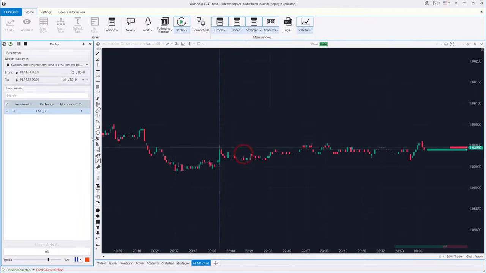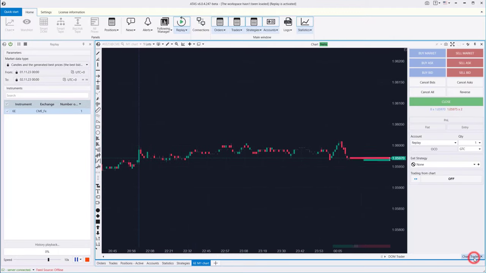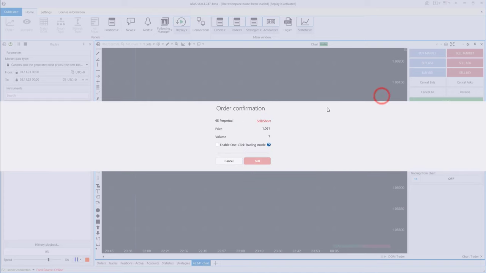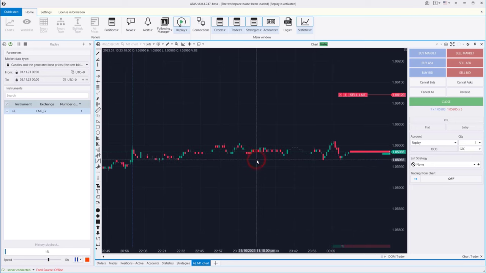Now, you can drag the market replay panel to the left, and open the chart trader on the right for trading. Let's try placing an order. The order is placed. The trader simulator is now operating and you can enhance your day trading skills without risking your capital.